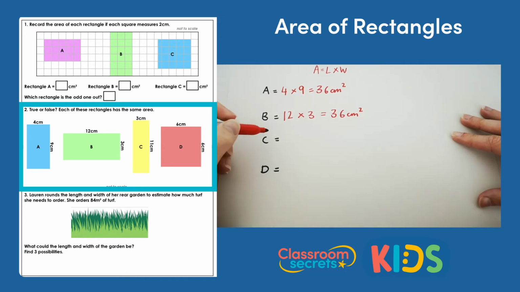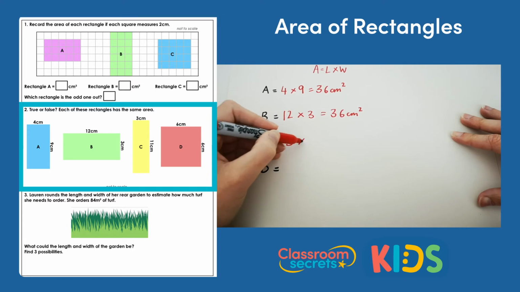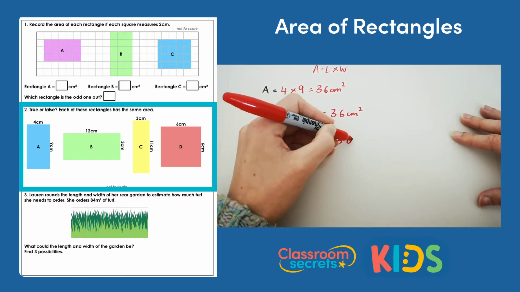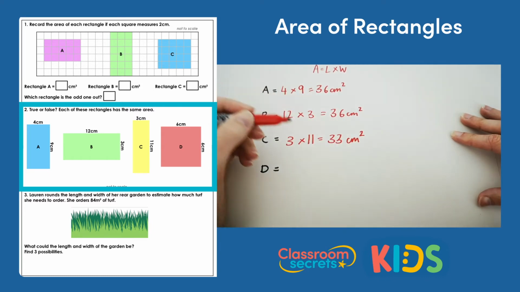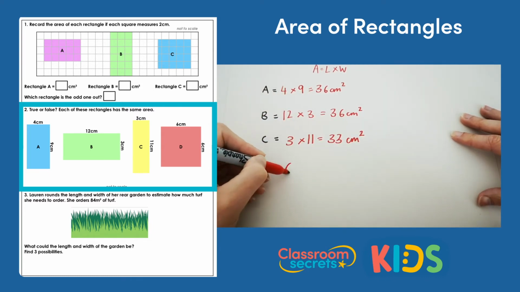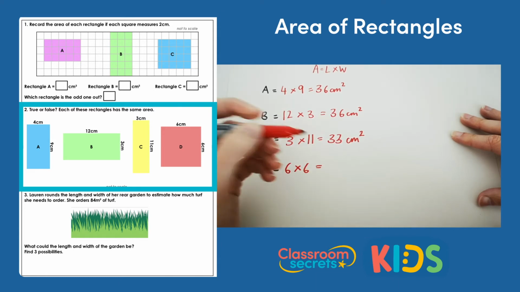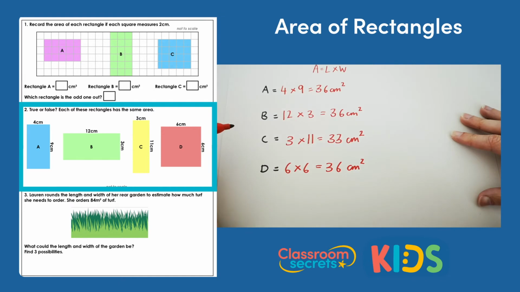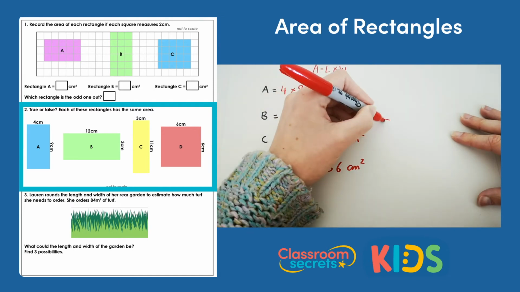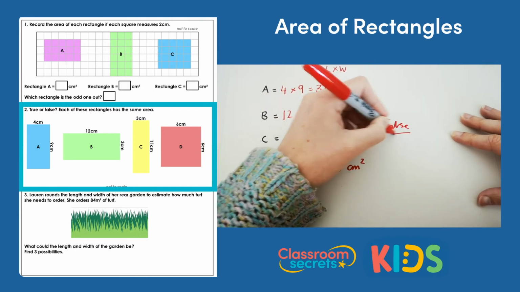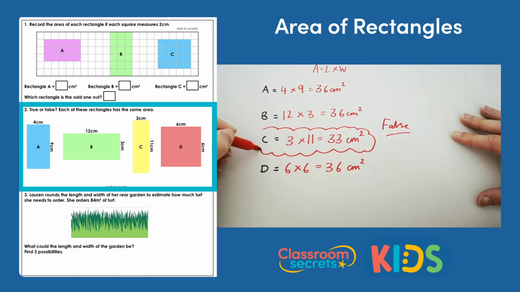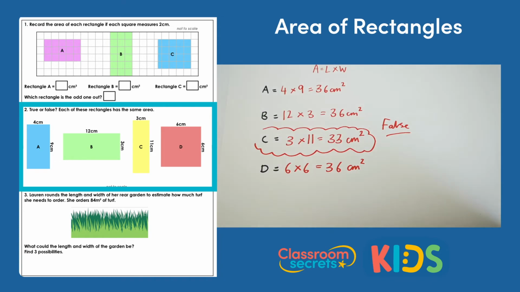So far, they are all the same. Then for rectangle C, we do 3 times 11, which equals 33 centimetres squared. And then for D, we would do 6 times 6, which is also 36 centimetres squared. So the answer is false, because C has a different area to A, B and D.